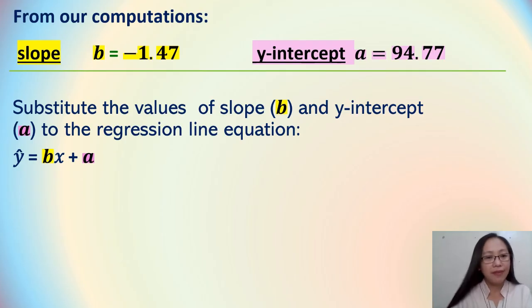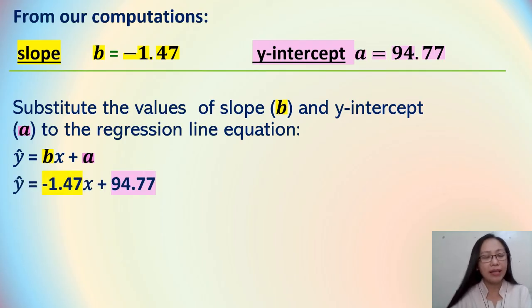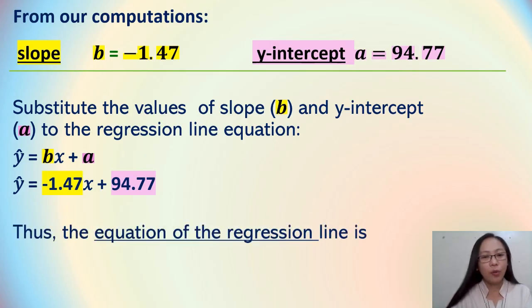So we substitute the values. We have y hat equals negative 1.47x plus the y-intercept 94.77. Thus, the equation of the regression line is y hat equals negative 1.47x plus 94.77.